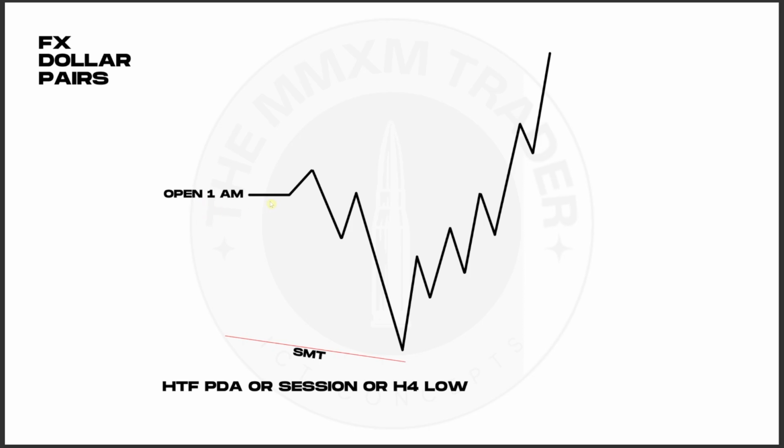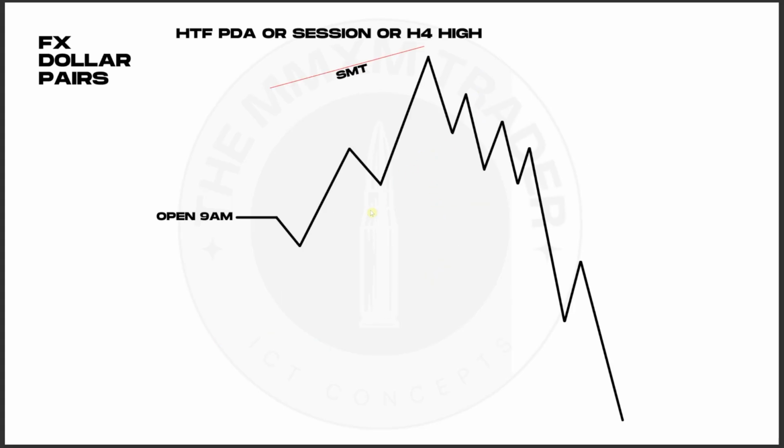opening of that 4-hour candle, right, the London session candle, 4-hour candle. Price trades down lower into either a higher time frame PD array or a previous session low, which could be Asia session, or a previous 4-hour candle's low, and then with that SMT on that low, we want to see a distribution phase happen towards the drawn liquidity, which should be higher. And for a bearish scenario, we've got a 9 a.m.